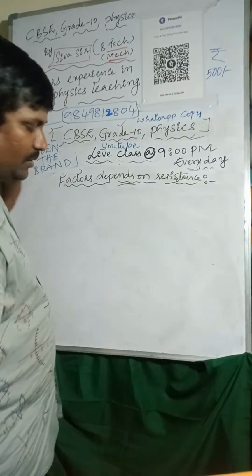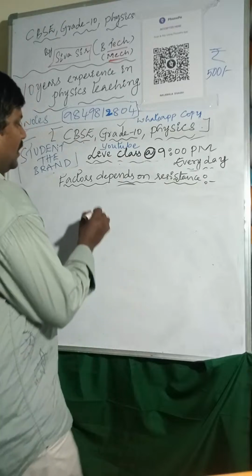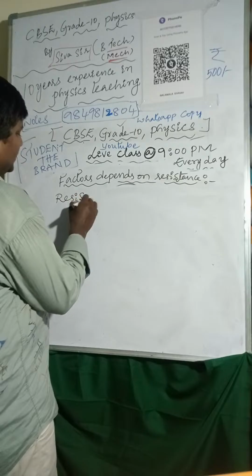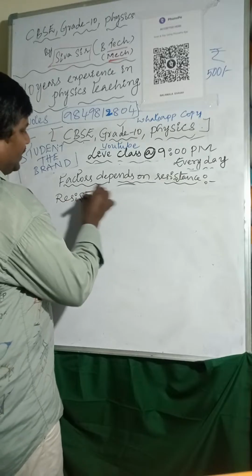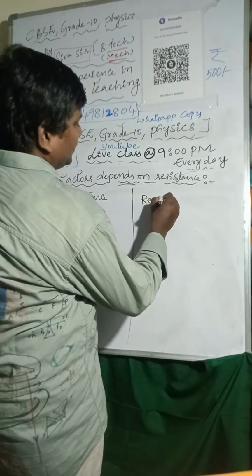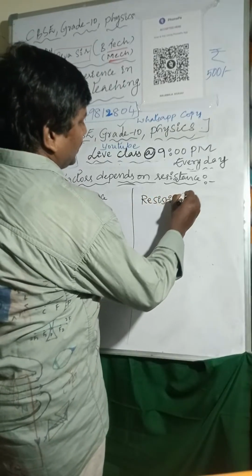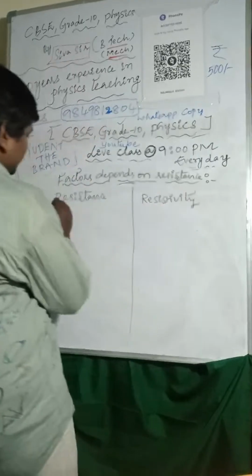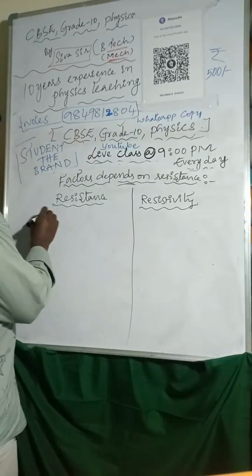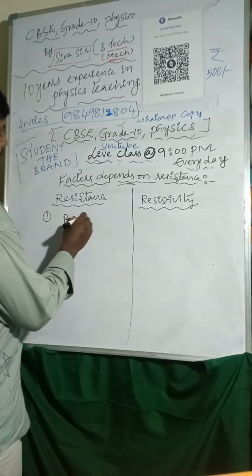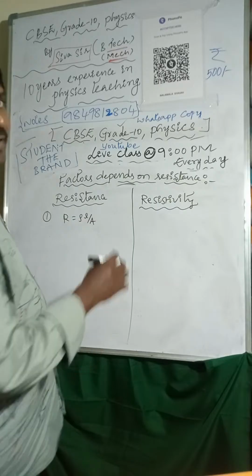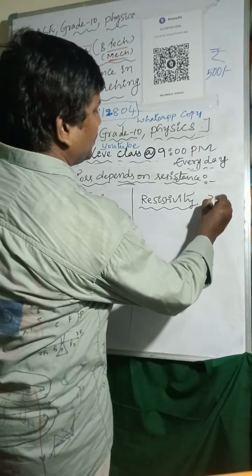So now you can take resistance on one side and resistivity on this side. Resistance and resistivity. The formula is R equal to rho into L by A. Very important 3 marks question, it will come for the board exam.